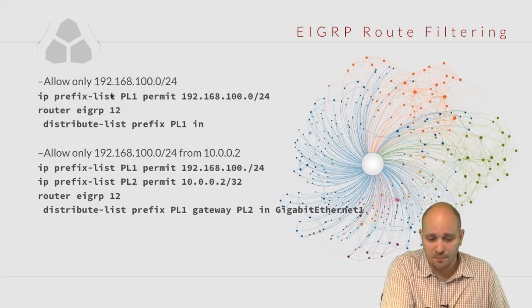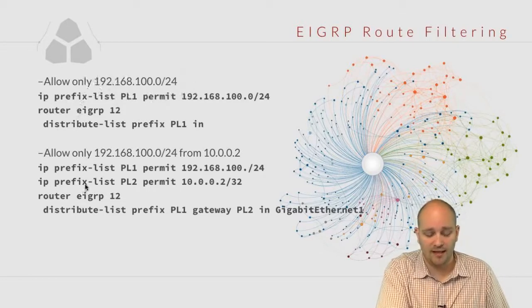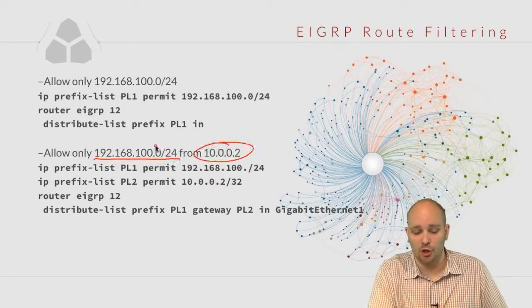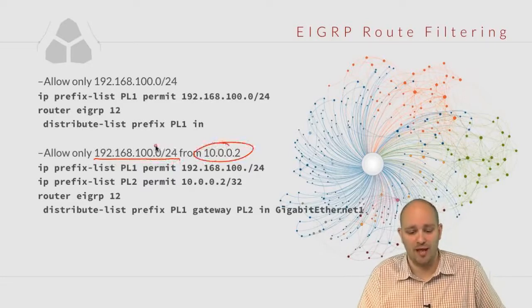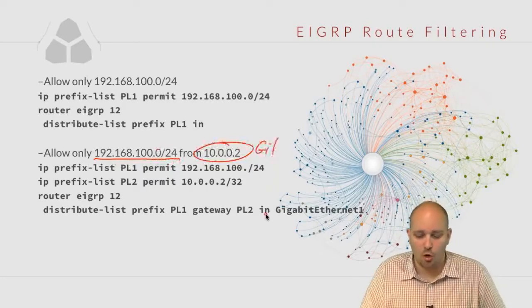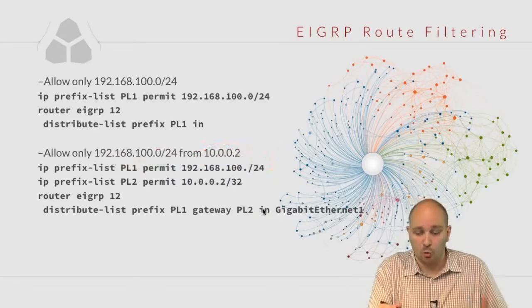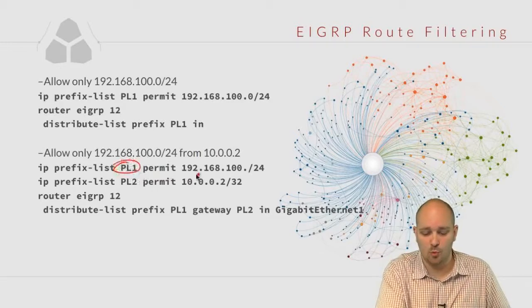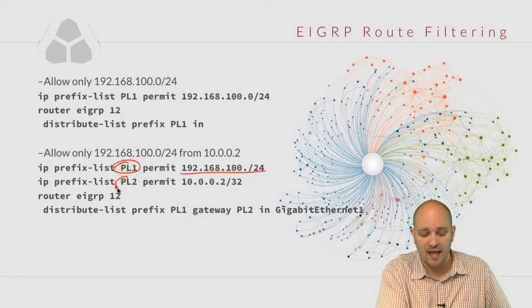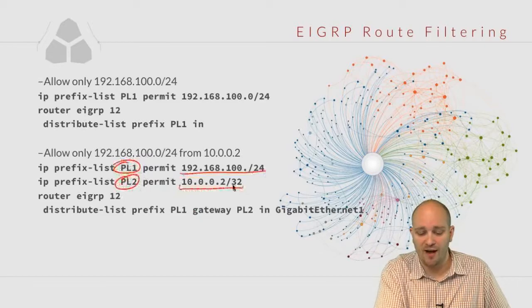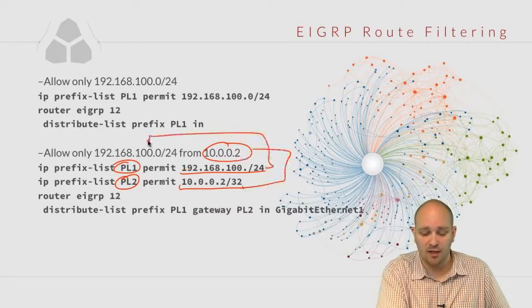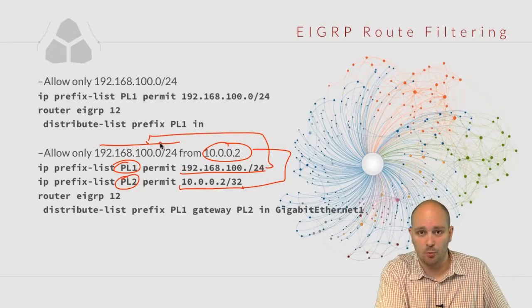So again, expanding a little bit on this example we had here, let's configure our filtering to allow only 192.168.100.0/24 if it was learned from the 10.0.0.2 neighbor, which we know, for example, is on gigabit interface 1. So what we're going to do here is define two prefix lists. Prefix list 1 is going to define our prefix, and prefix list 2 is going to define our neighbor here. So this one here defines the neighbor, and this one here defines which prefix we want to use.